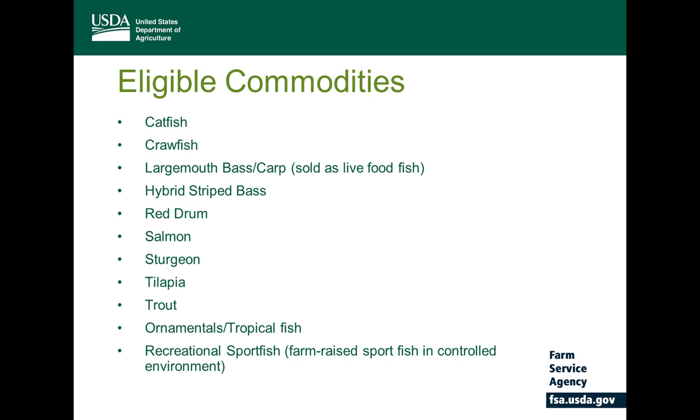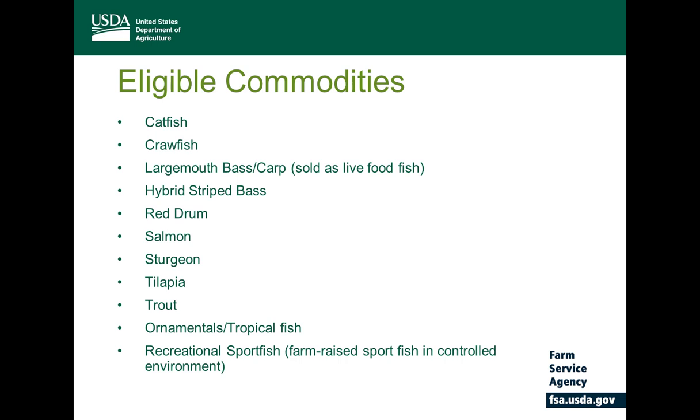And then we have some that are grouped together, which is ornamentals and tropicals. So that's what we see in our fish tanks. We don't have a breakdown of a line for a goldfish and a guppy. They're all going to get grouped together into the ornamentals, tropicals category.